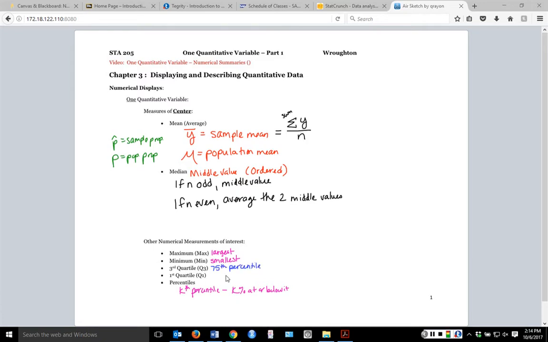Now when you think about this, quartile makes you think quarters, right? And thirds are kind of 3/4. That's where that 75 is coming from. So the 75th percentile, 75% of the observations are at or below that number. Versus the first quartile is the 25th percentile.